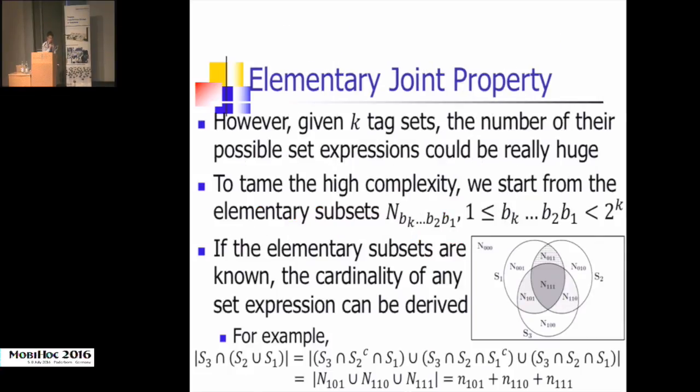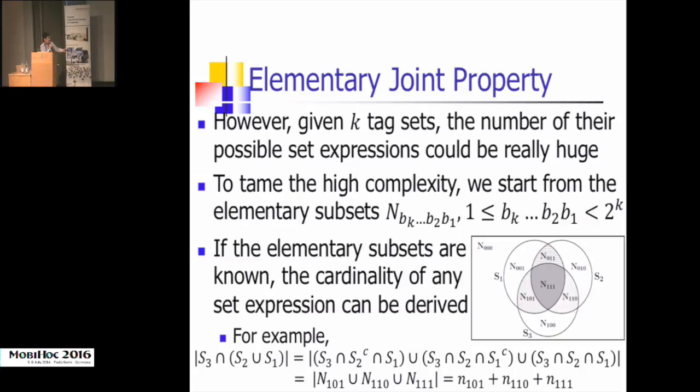Now the key difficulty is that if we have K tag sets, then the number of possible set expressions could be really huge. And we want to tame the complexity. So we just start from the elementary subsets.